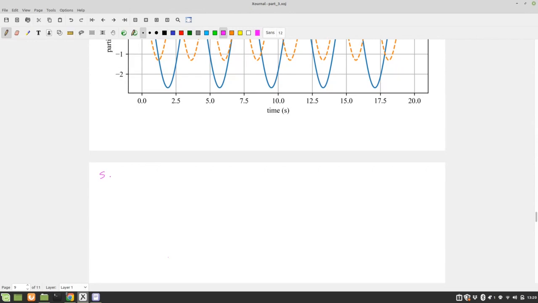Solving multiple mode shapes using eigenvalues.